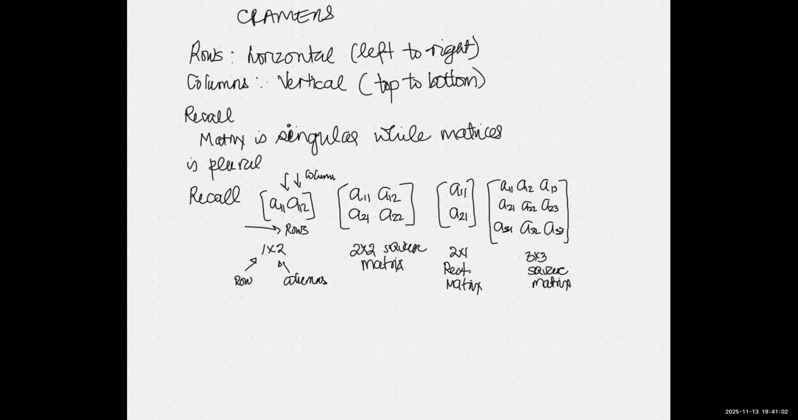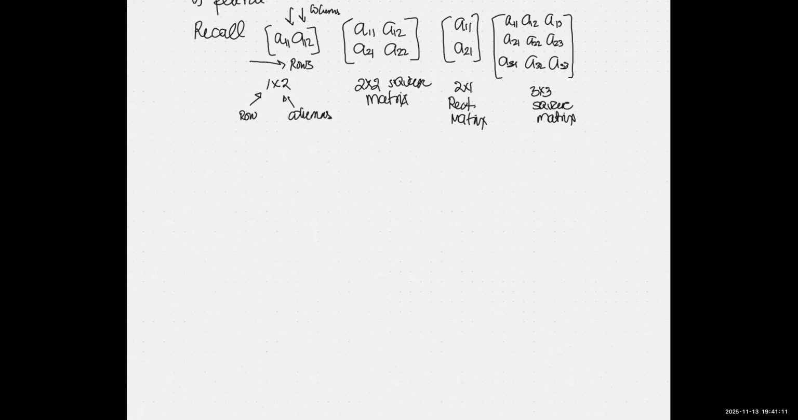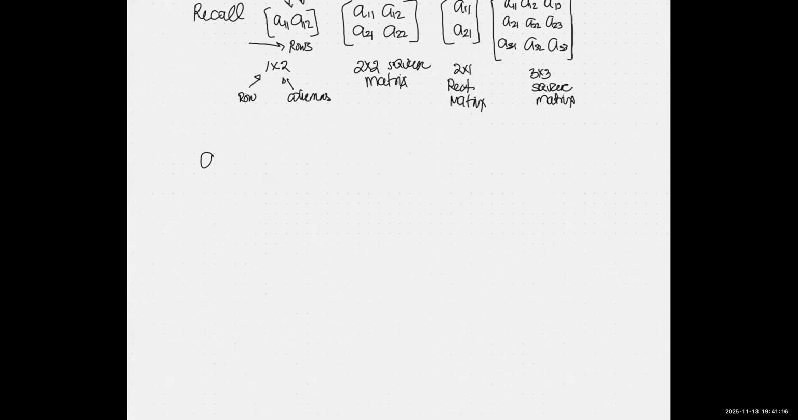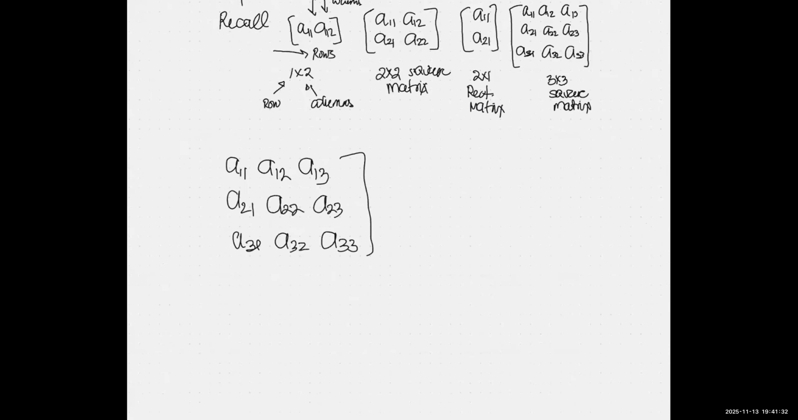So now I'm just going to write up my 3 by 3 matrix again, because for Cramer's rule we are only going to be looking at the 3 by 3 matrix. So what I have is A11, A12, A13, A21, A22, A23, A31, A32, A33.